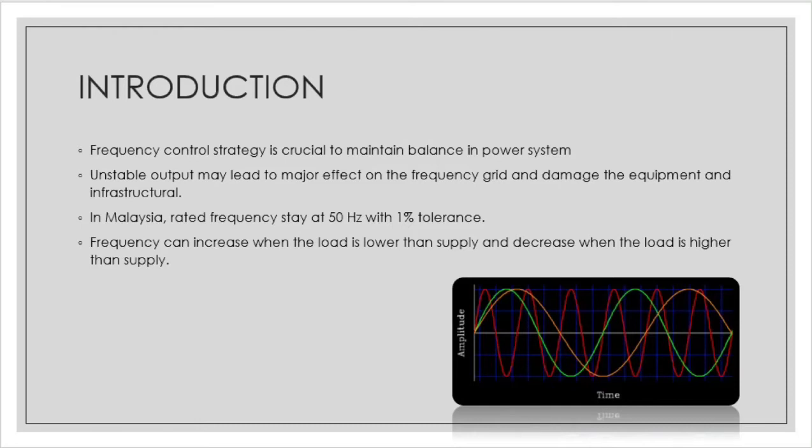Basically, frequency control is a process where we maintain the stability in the power system so that the frequency will stay at 50 Hz. In a power system, frequency may increase or decrease, depends on situations. When the load is greater than supply, the frequency can decrease, and in similar way, it can increase when the load is lower than supply.